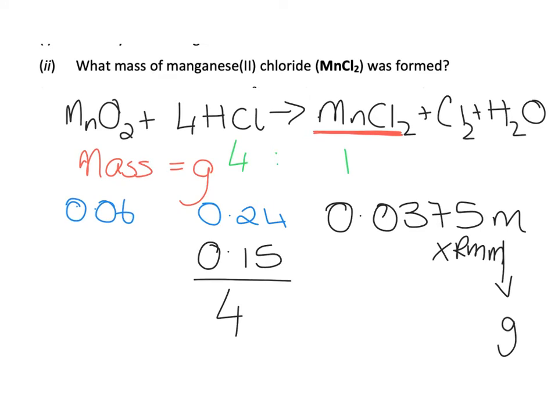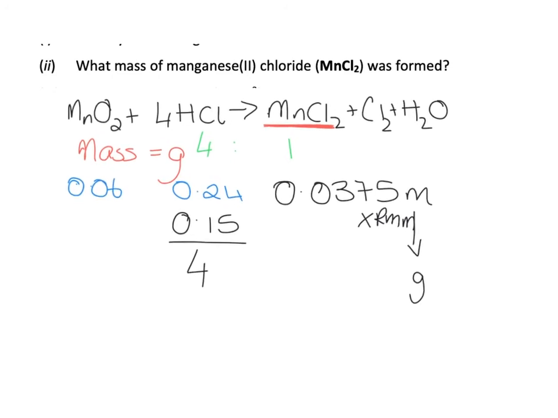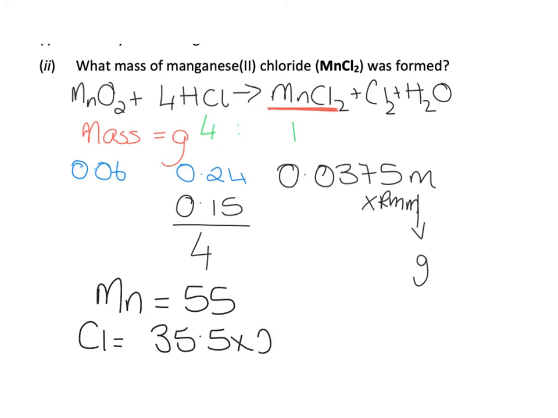Again, we don't want to lose any marks, so we're going to take our time now, and we're going to calculate the relative molecular mass of manganese chloride. So Mn is equal to 55. Chlorine is one of our ones that we keep our decimal point. It's 35.5, but I have 2 of them. So that brings me to 71. I add my 71 and my 55 together, and I get a total value of 126.